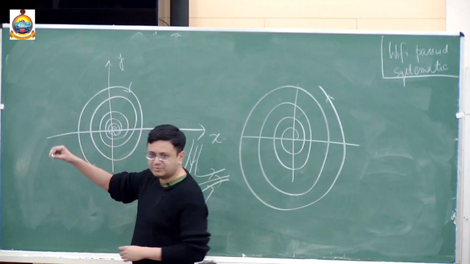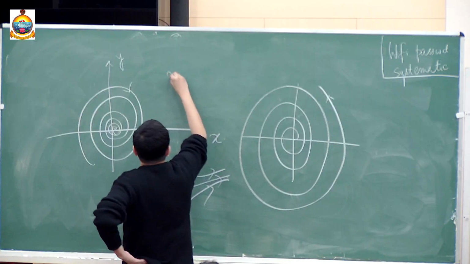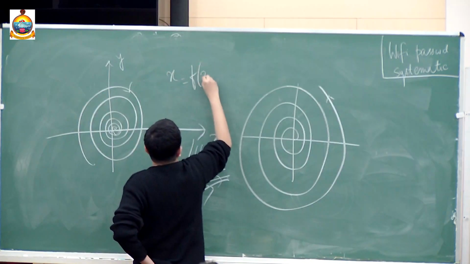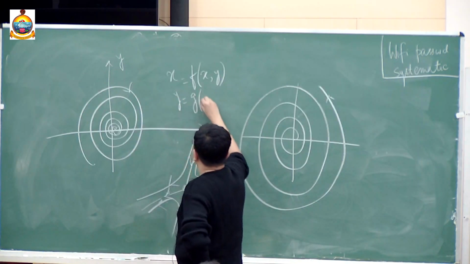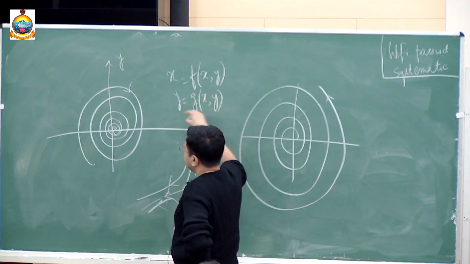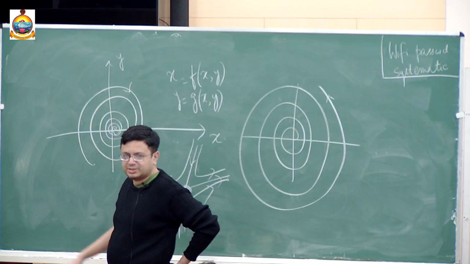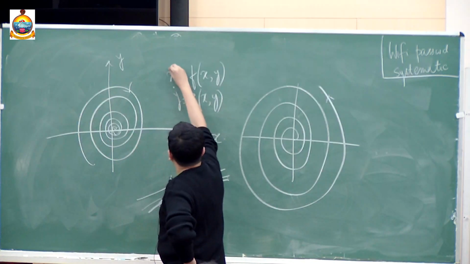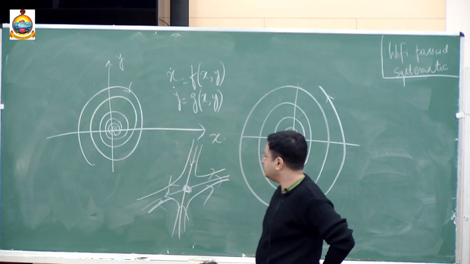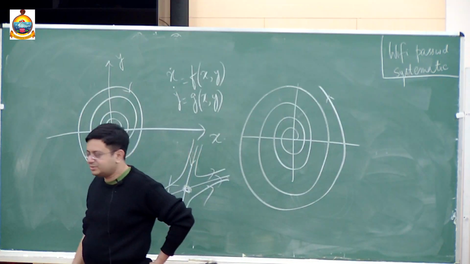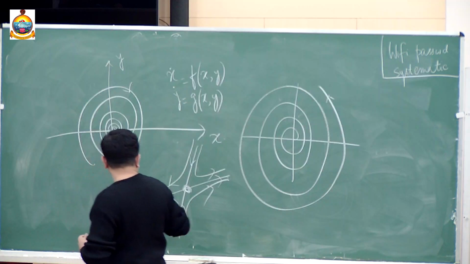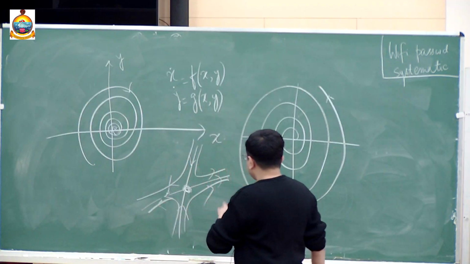Where is the dot? No, this is x and y. So the system is just this one, f of x, y, and y is equal to g of x, y. Instead of writing x1, x2, I just wrote x and y. Sorry, x2. When I am drawing the phase space, I should be drawing in the xy plane. Okay, so this is one possibility.